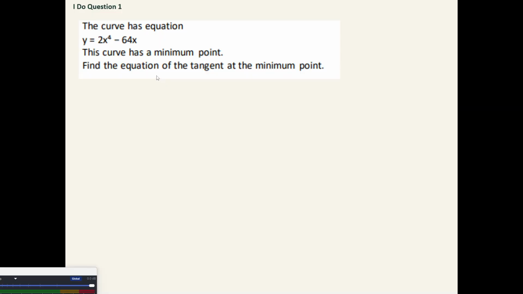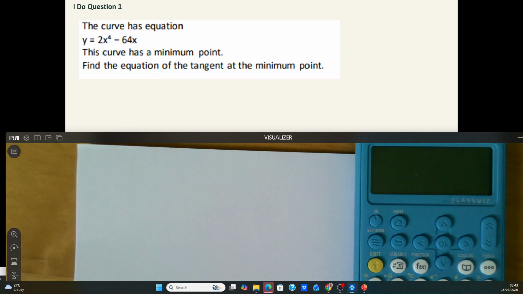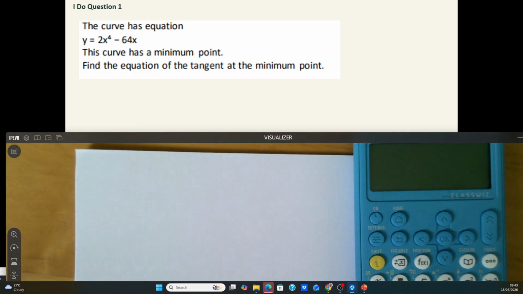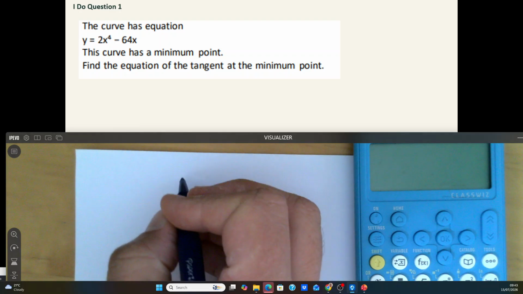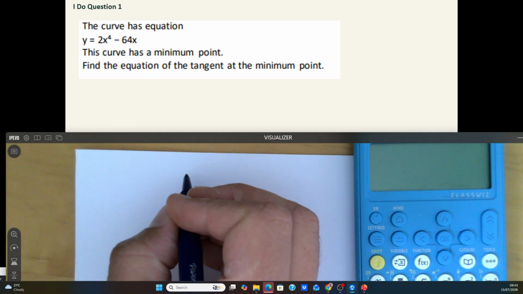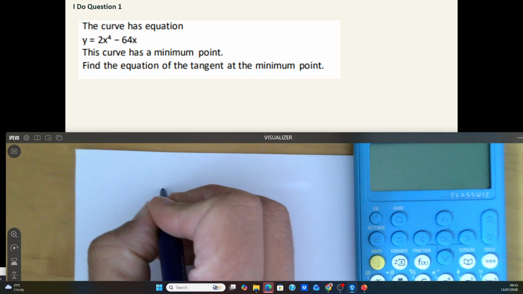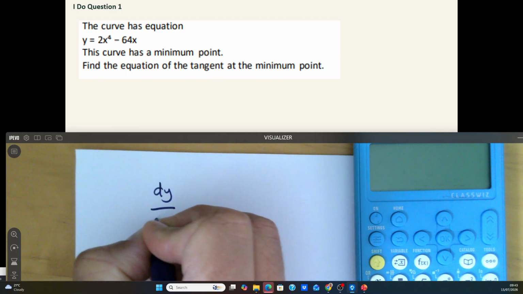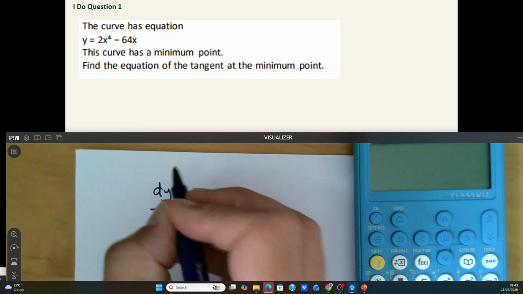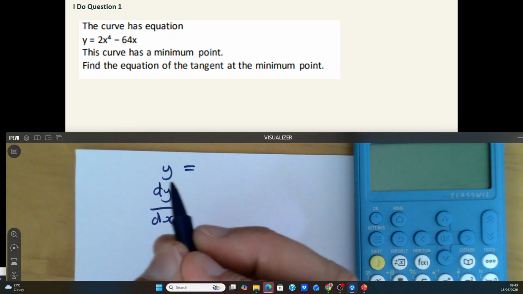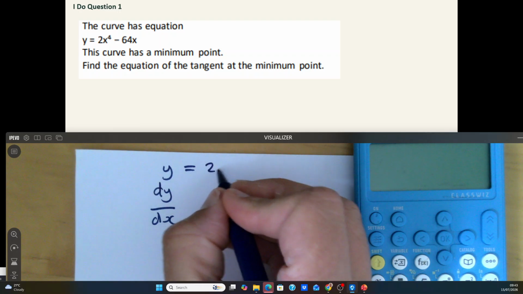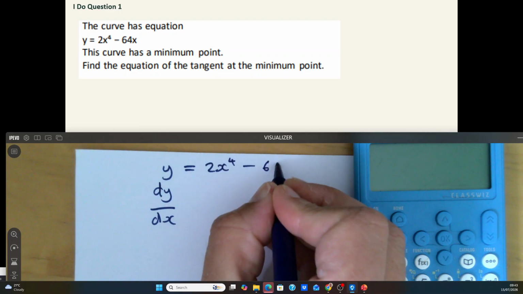So the curve has a minimum. The equation has a minimum. So I know if I differentiate, I can find the x coordinates of the minimum. So differentiate, I'm going to do dy by dx. So first of all, just write it down. I'm going to write down y equals 2x to the 4 take 64x.